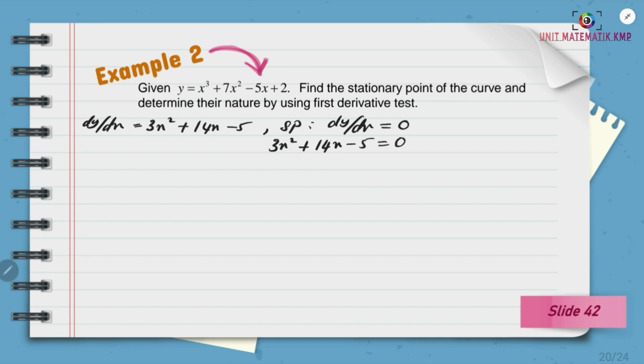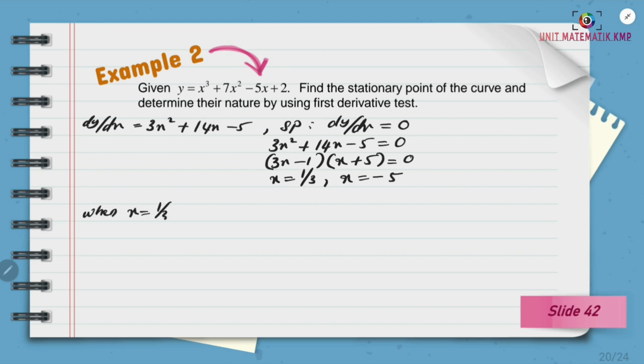Now, we have the quadratic equation. To find the value of x, we must factorize this equation. So, we have (3x minus 1) times (x plus 5). The value of x equal to 1 over 3 and x equal to negative 5. Next, find the value of y.